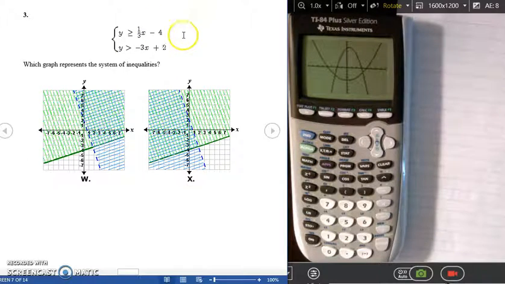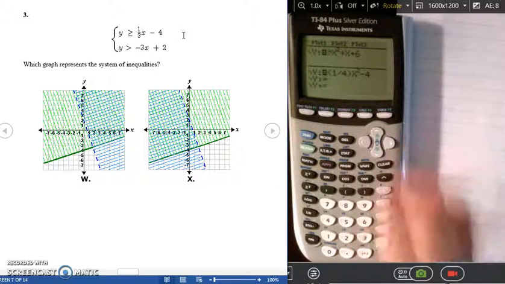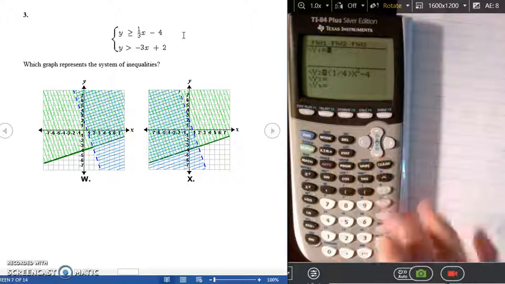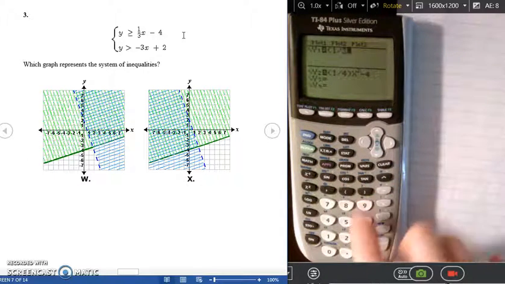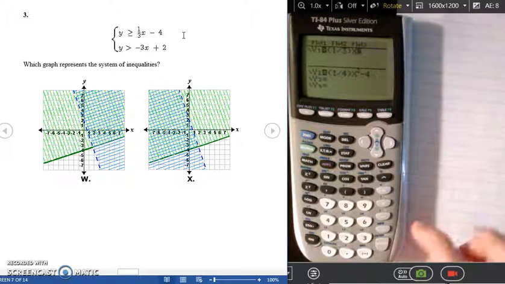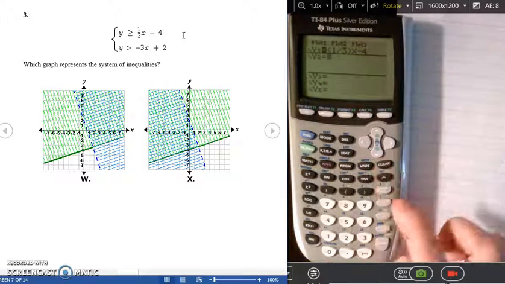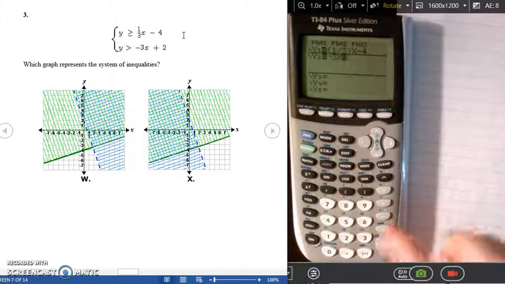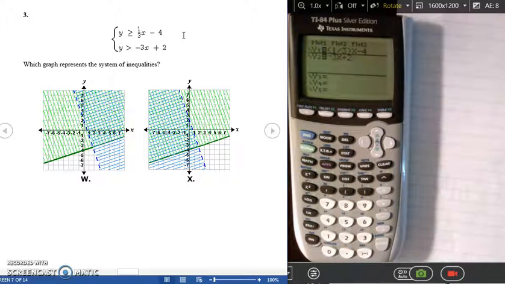So here's my example. I'm going to go into y equals, and the first step is I'm just going to enter these like I would if it was an equal sign instead of a greater than or equal to, and greater than. So I'm going to clear this and put in 1/3 x, so parenthesis 1 divided by 3, parenthesis x, minus 4. And then I'm going to put in the second one, so negative 3x plus 2.